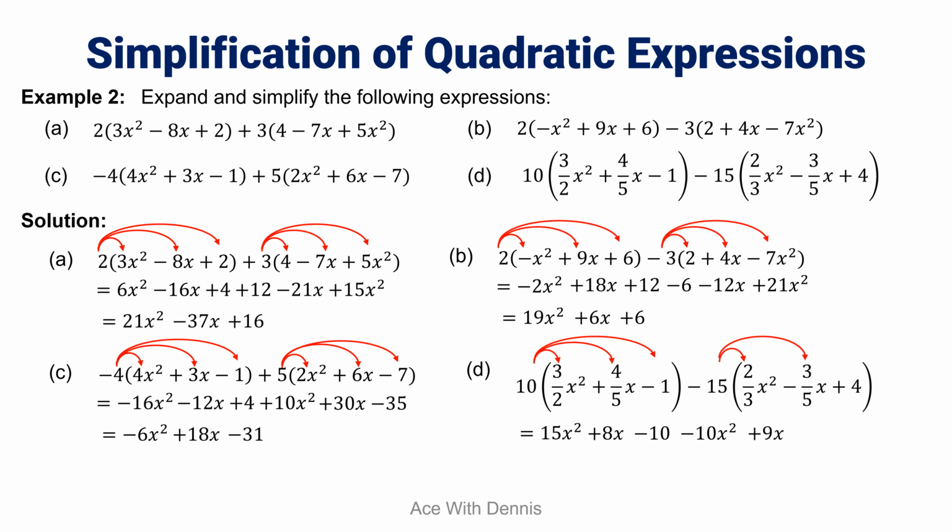Next, group the like terms together. Start with the x squared term. 15x squared minus 10x squared, we get 5x squared. For the x term, 8x plus 9x, we get plus 17x. Then negative 10 minus 60, we get negative 70.